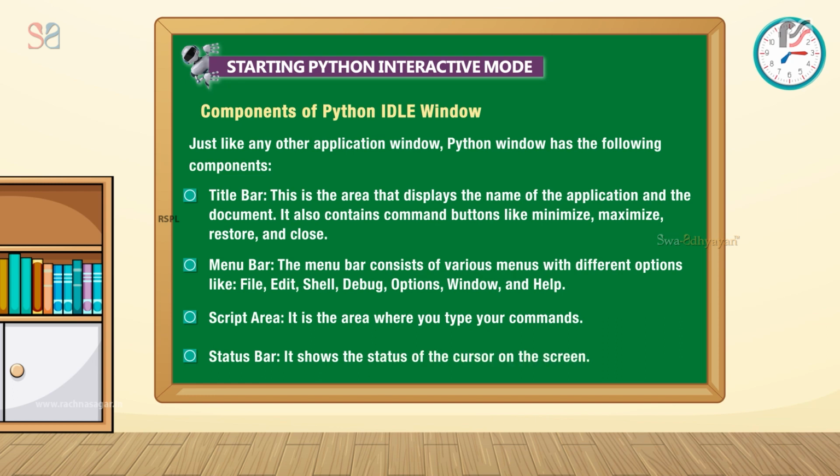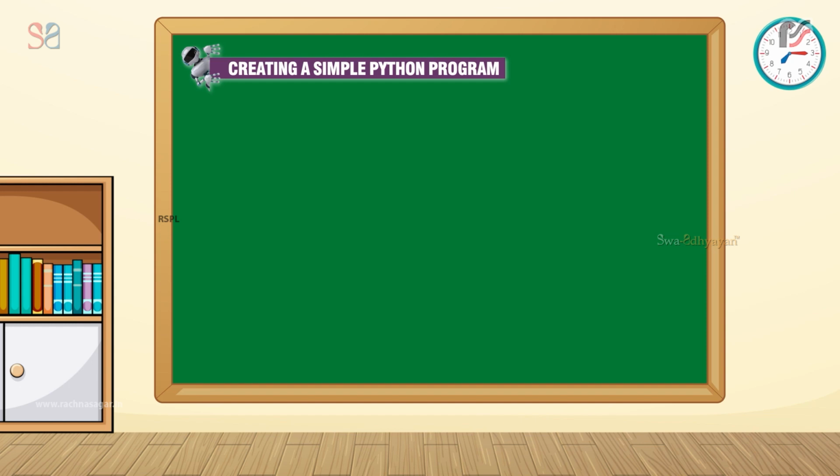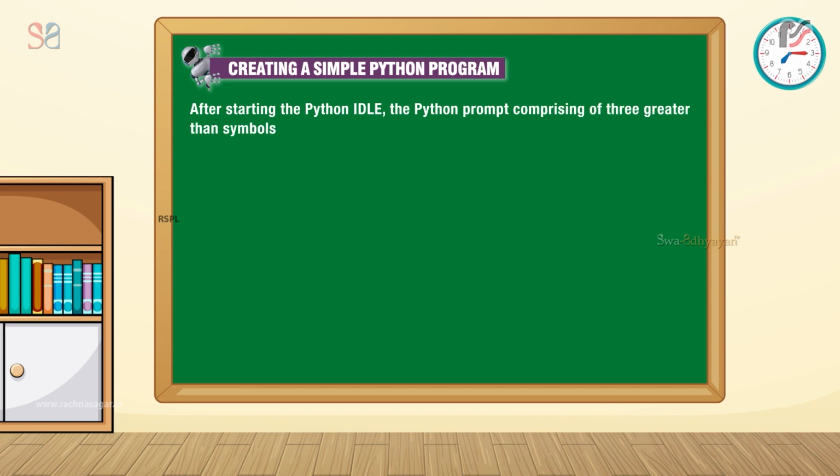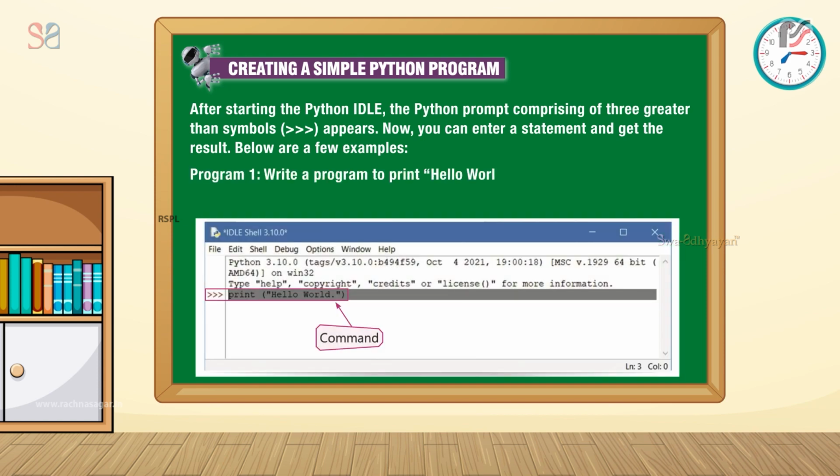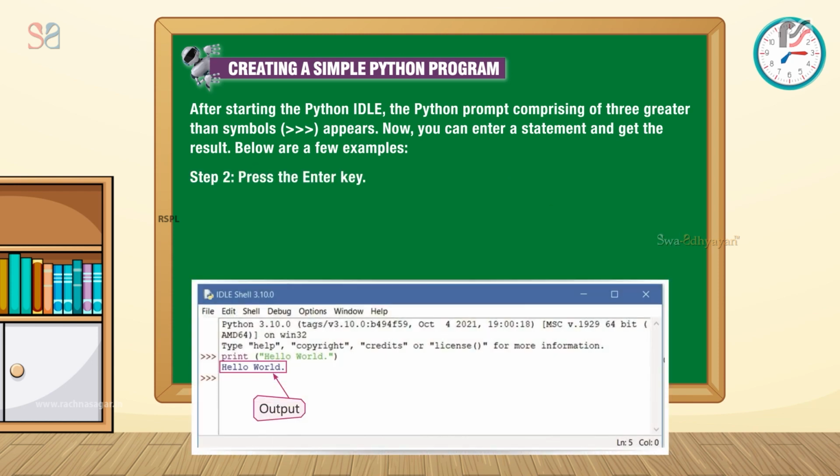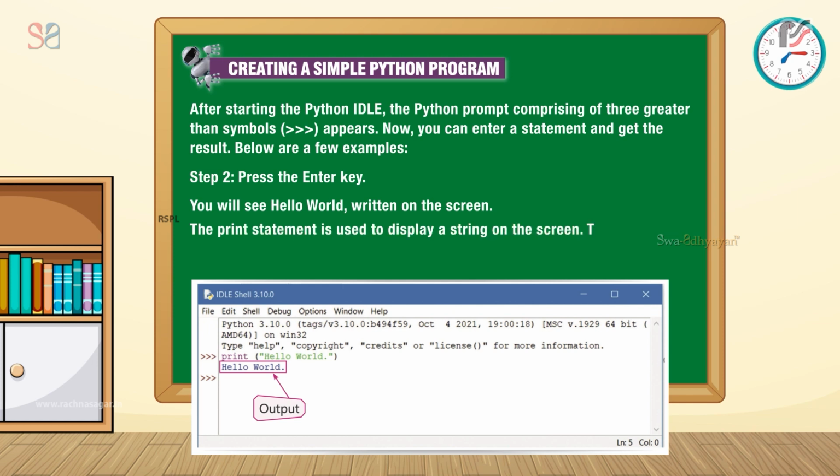And now, let's begin with creating a simple Python program. After starting the Python IDLE, the Python prompt consisting of 3 greater than symbols like these appears. Now you can enter a statement and get the result. Below are a few examples. Program 1 is to write a program to print Hello World. Step 1 is write the following print statement at the prompt. Then press the Enter key. You will see Hello World written on the screen. The print statement is used to display a string on the screen. The string should always be enclosed in double quotes or in single quotes.